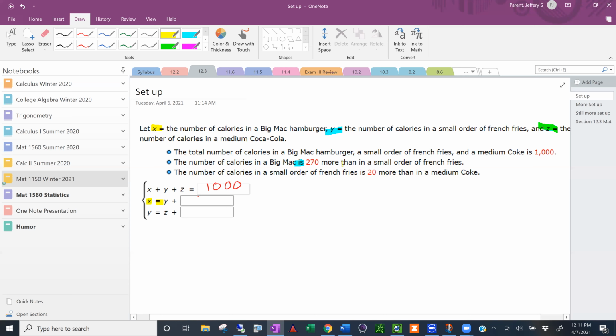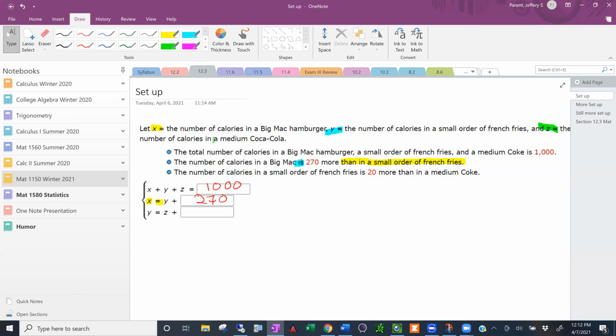Now, when you see the word than, typically what follows the word than goes first. So the number of calories in an order of small French fries, that's your Y. So it's Y plus 270, right? Because it's 270 more than the number of calories in an order of small French fries. So 270 goes in there.